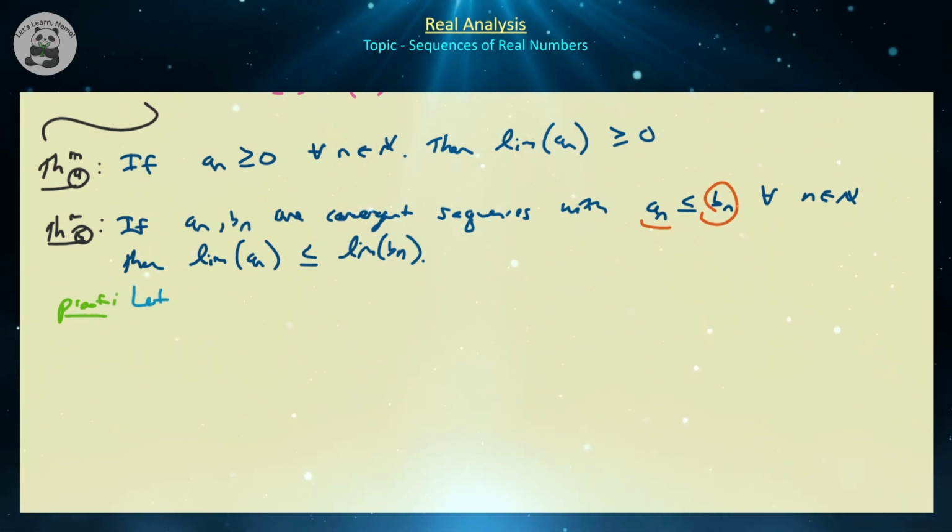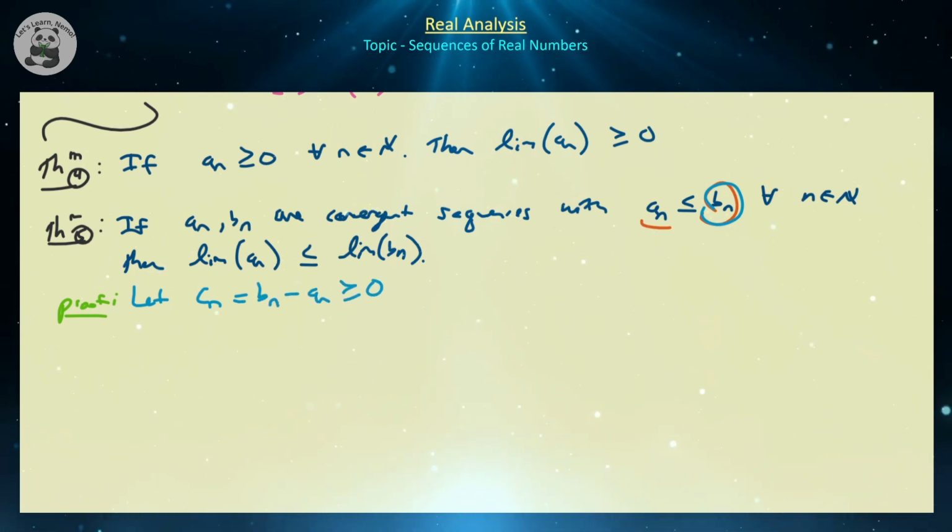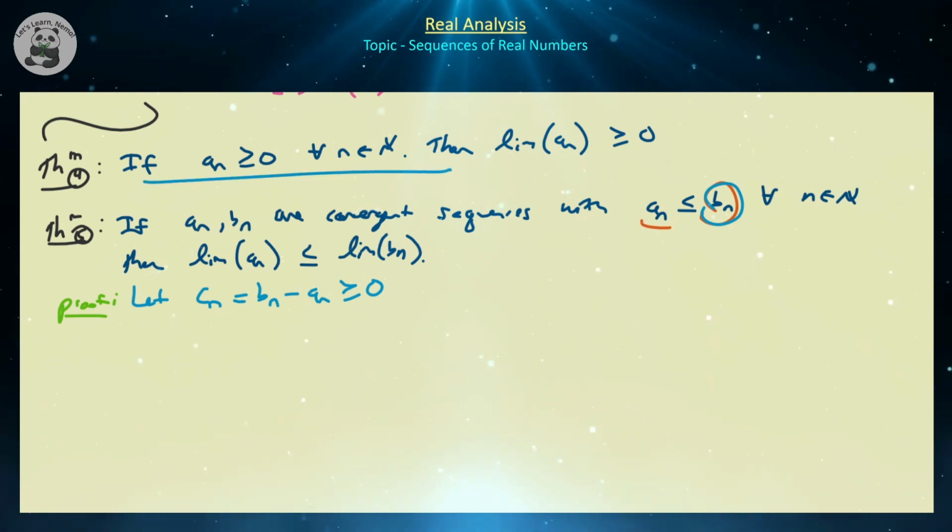So what we're going to do, because if bn is always greater than or equal to an, then their difference, which I'm going to call bn minus an, is always greater than or equal to 0, right? So then we can use the theorem that I stated just before, right?